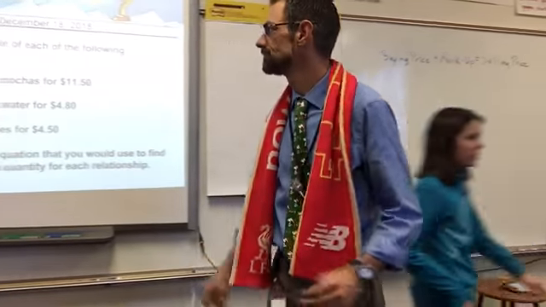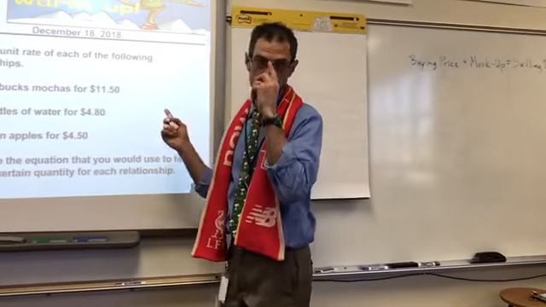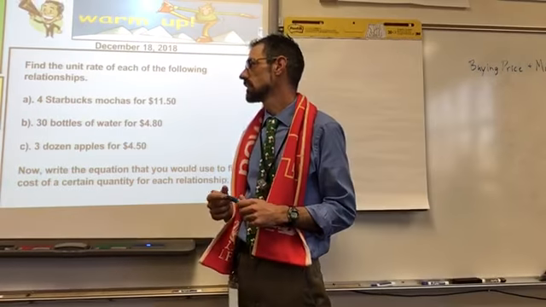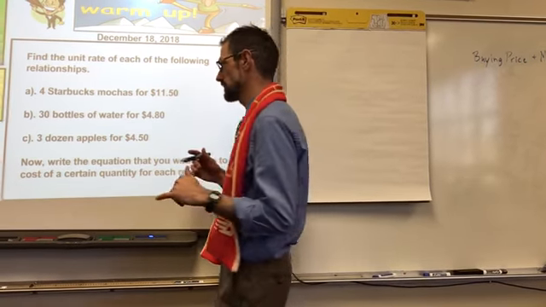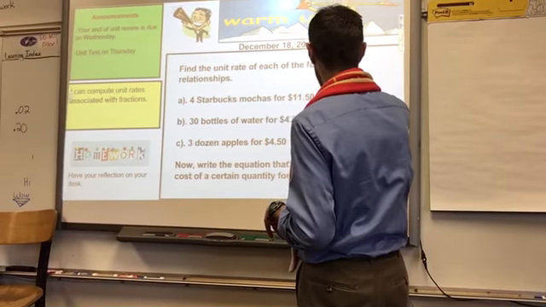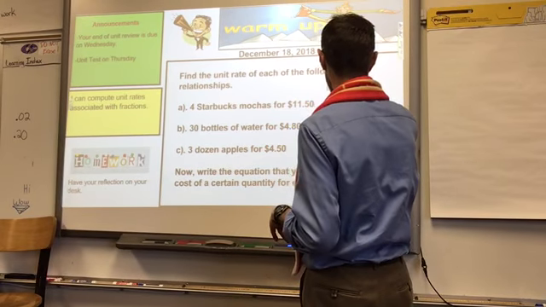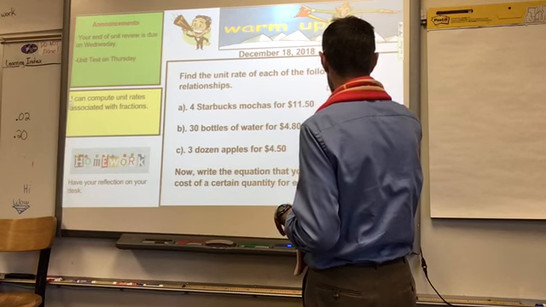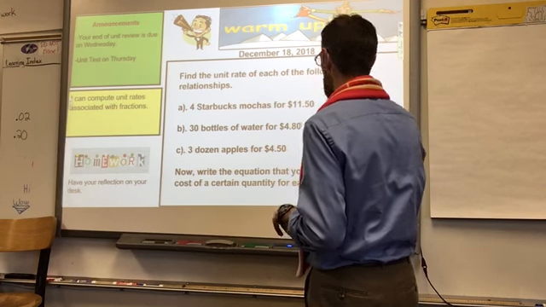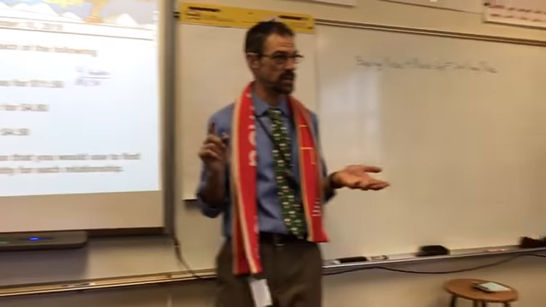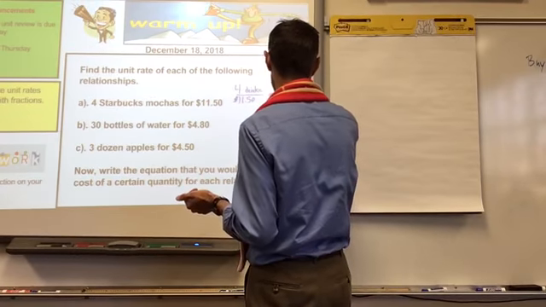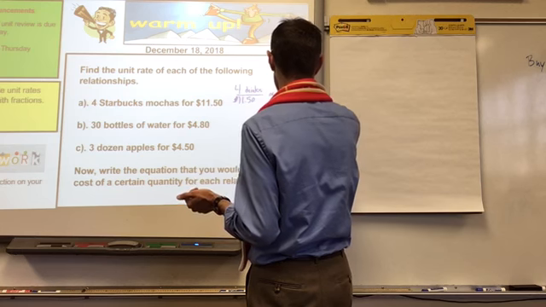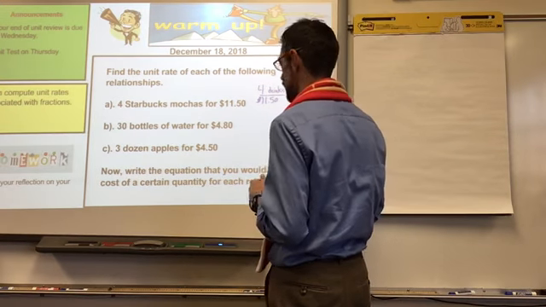Right. So we have these unit rates up here. I'm just going to do number A, and then I'm going to ask you a couple questions about it. So I could have a unit rate of 4 drinks over $11.50 in dollars. That would be one unit rate I could find. The other unit rate I could have is $11.50 over 4.